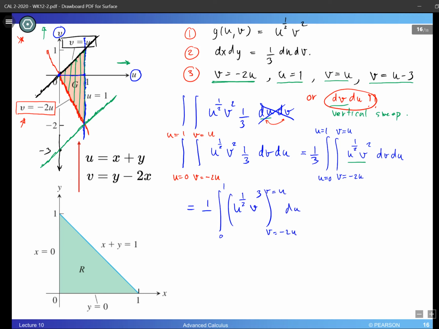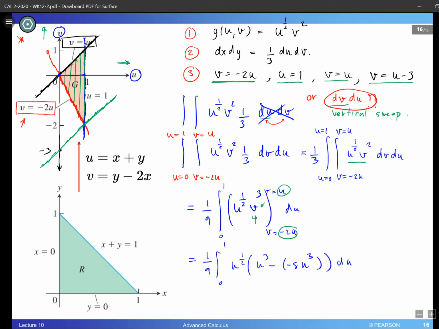So this is going to become 1 over 9. Now I need to evaluate this at v equal to u, right? So u is going to go in right here. So 1 over 9, integration from 0 to 1, u to the 1 over 2, u goes in, it becomes u cubed minus, and then minus 2u equal to v goes in as v. So this one is going to be minus 8u cubed, and integrate this with respect to u.